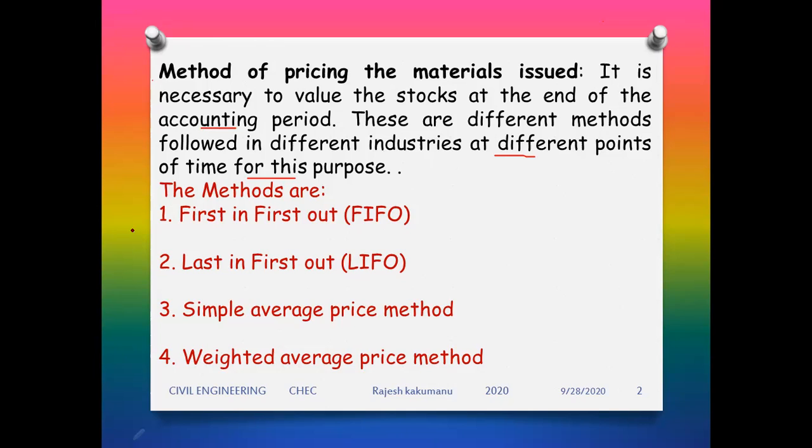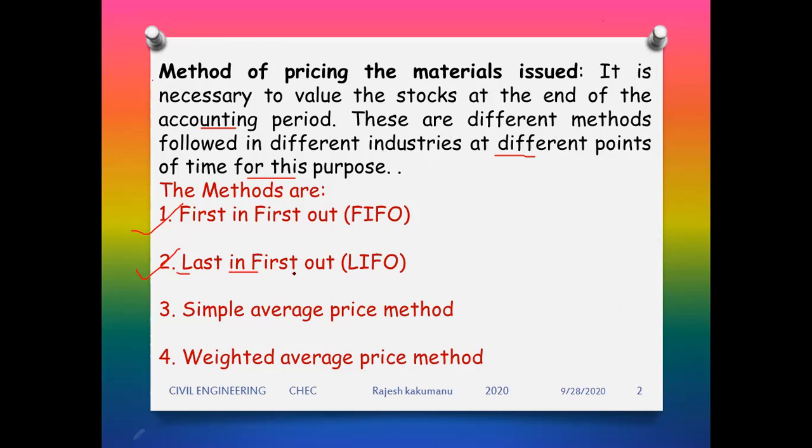Then what are the various methods? First one is first in, first out. We call it FIFO, which simply means first in, first out. The second one is last in, first out, that is LIFO. Last in, first out means the last to arrive is the first to go out, whereas in FIFO the first to arrive is the first to go out.